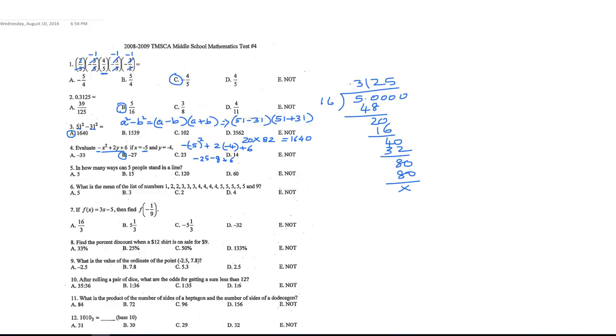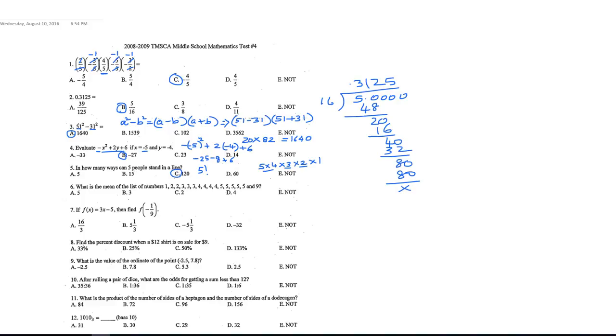Question 5. In how many ways can 5 people stand in a line? So 5 people can stand in a line in 5 factorial ways. 5 factorial is nothing but 5 times 4 times 3 times 2 times 1. 5 times 4 is 20, 20 times 3 is 60, and 60 times 2 is 120. So we select C as the answer.